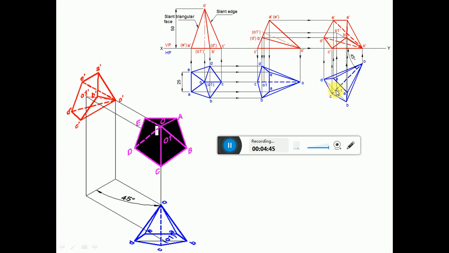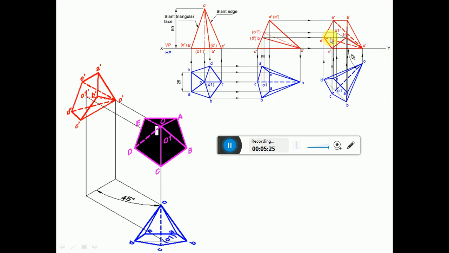Then draw a horizontal projector from B dash and D dash and draw a vertical projector from B and D to intersect at the points D dash and B dash respectively. Then draw a horizontal projector from O1 dash and draw a vertical projector from O1 to intersect at O1 dash. Similarly, draw a horizontal projector from A dash and E dash and draw a vertical projector from E to intersect at this point E dash, and similarly from A to intersect at A dash.